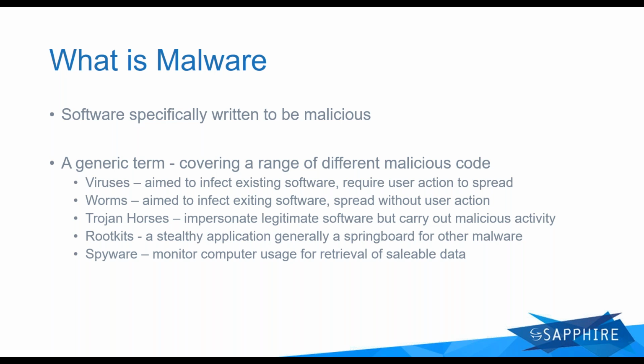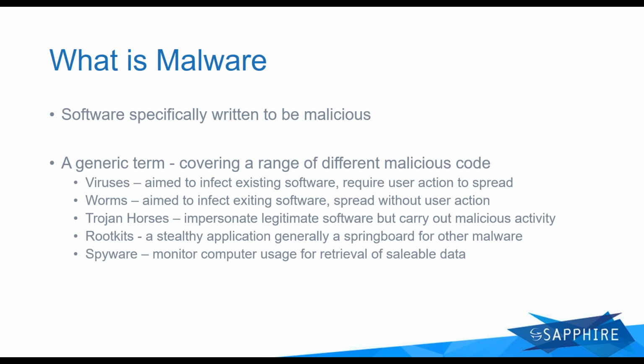A worm traditionally also infects existing software which is already on a machine. But what it will aim to do is spread across the network to different devices without any user action. So it will infect the local machine and then it will automatically try and go out and infect other machines across the network, anything else it's got access to.